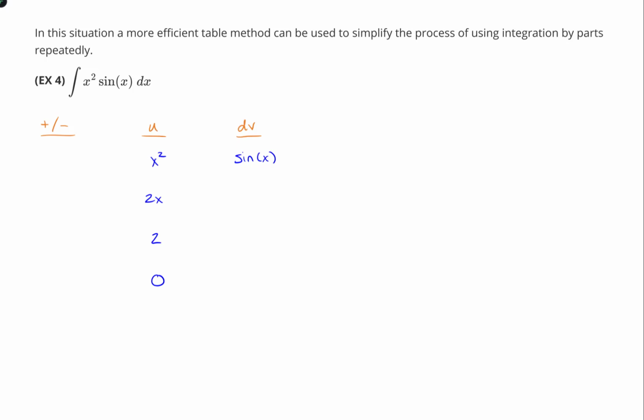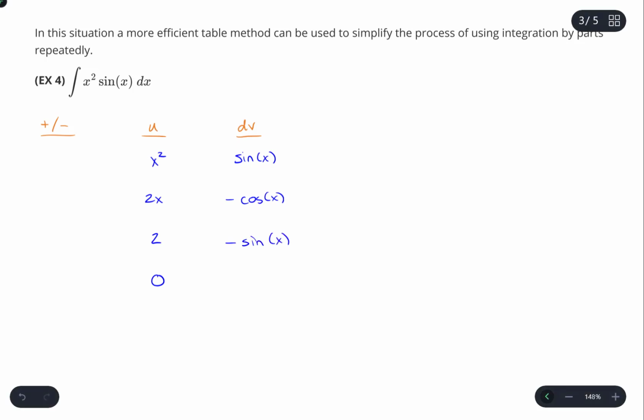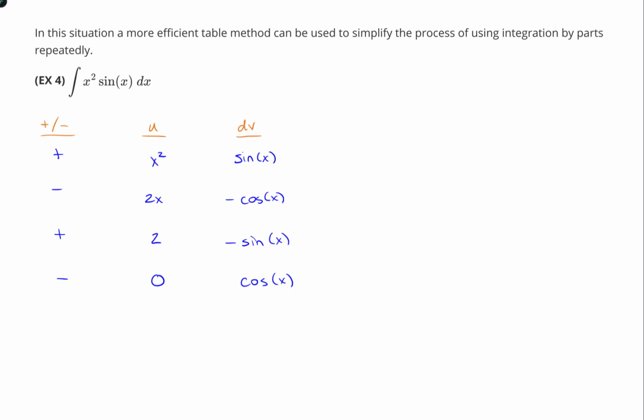So the integral of sine x is negative cosine x. The integral of cosine is just sine, but since this is already negative, we'll leave it. Sine flips to cosine, but it also changes the negative to positive, so this is going to be cosine x. Okay, and lastly, the positive and negative, easiest column yet. You just start with positive, and then you just write negative, positive, negative as many times as you need until you get to the last one.